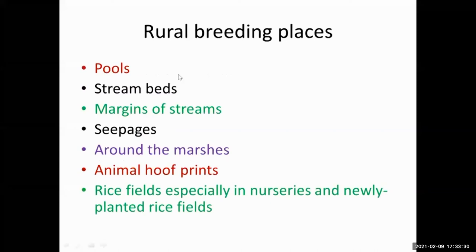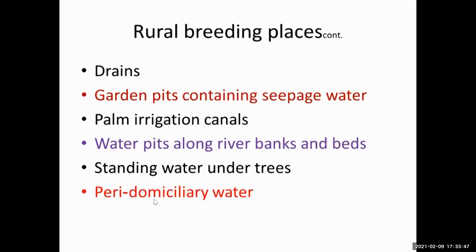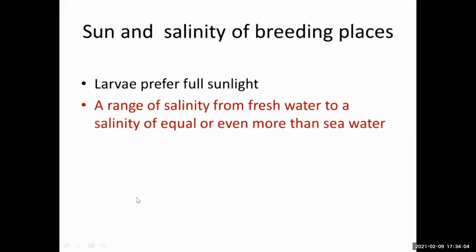In terms of the rural breeding places, we have pools, stream beds, margins of streams, seepage around the marshes, animal hoofprints, and also rice fields, especially where the rice is newly planted. Continuing, the rural breeding places include drains, garden pits, palm irrigation canals, water pits along riverbanks and beds, standing water under trees, and peridomiciliary water.